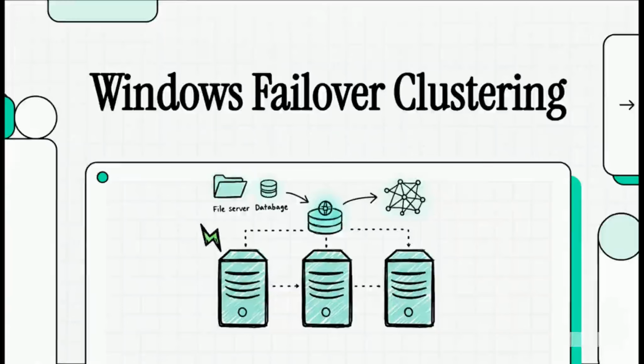Have you ever wondered how those really critical services, like your company's main database or file server, somehow stay online, even when a server completely dies? Well, a lot of that magic is powered by a technology called Windows Server Failover Clustering. It's really the secret sauce for what we call high availability, and it's what keeps our digital world from falling apart. So let's dive in and see how this thing actually works.